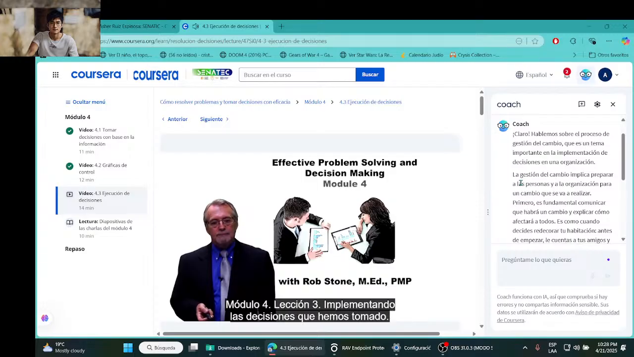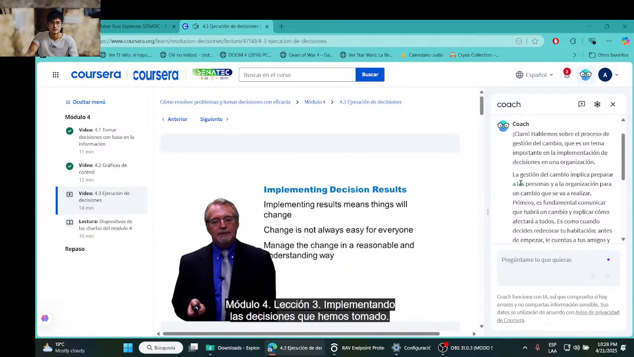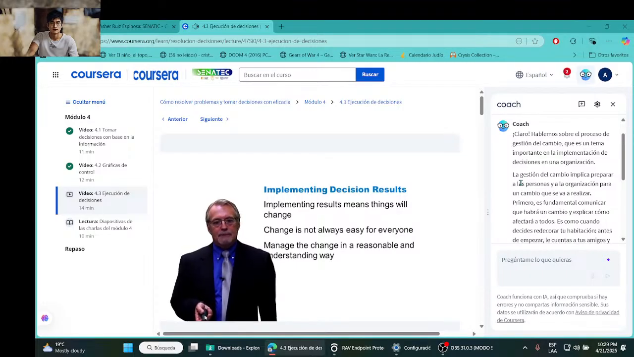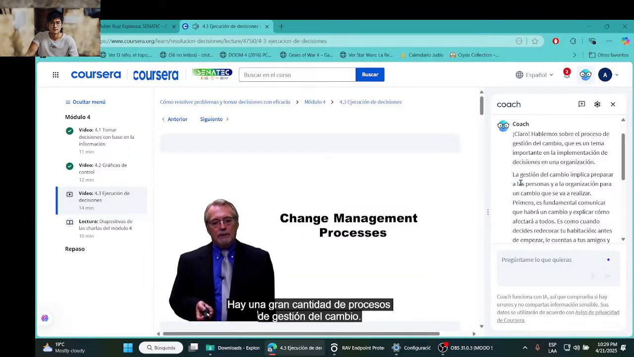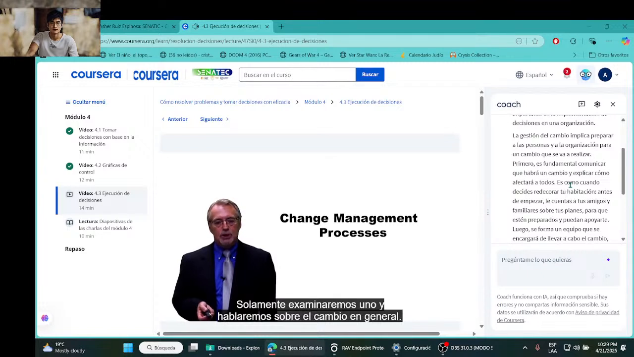Module 4, Lecture 3, implementing the decisions that we've come up with. There are numerous change management processes. We'll just examine one here and talk about some change in general.